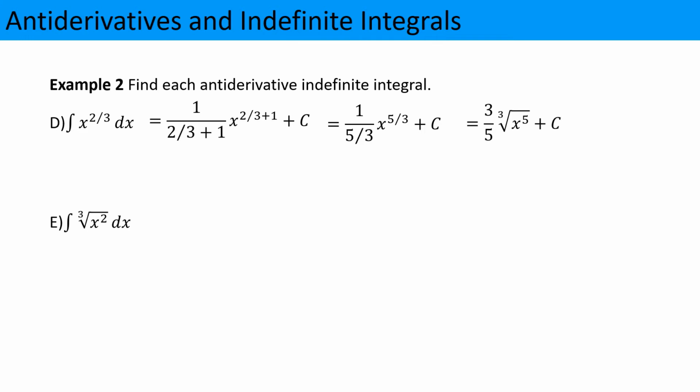Now let's go to E, the integral of the cube root of x squared dx. When you see a problem written in radical notation, the first thing to do is express that as a power to a rational number. So we would rewrite this as the integral of x to the power of 2/3 dx. And let's observe, we already did that in the previous example.